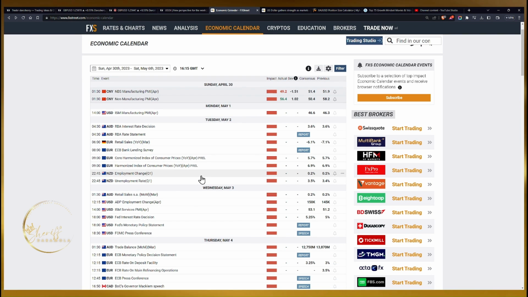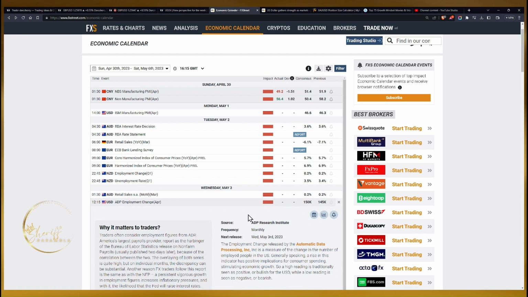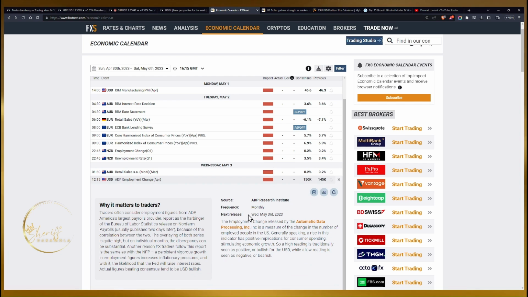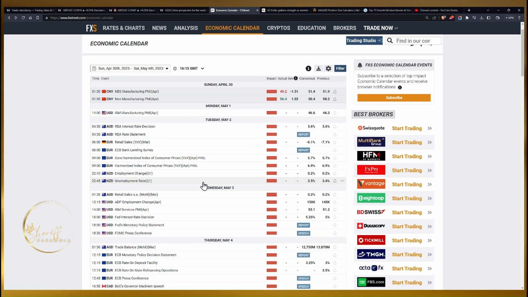Then the next one is not coming until Wednesday, which is the ADP employment change, which is a measure of the change in the number of employed personnel in the US economy. And we have a previous data of 145,000, and we have a projection of 150,000, which is a level of positivity in the air for the dollar there.